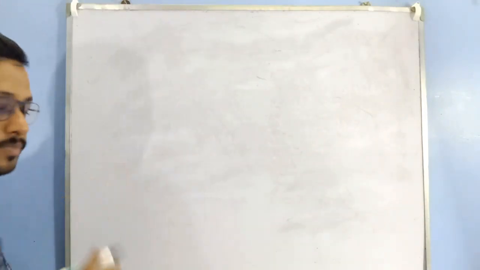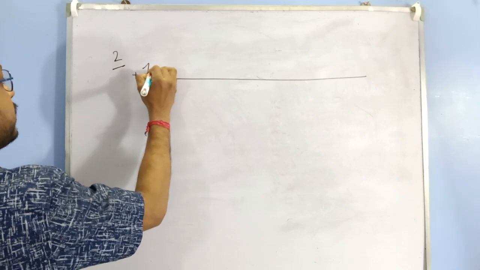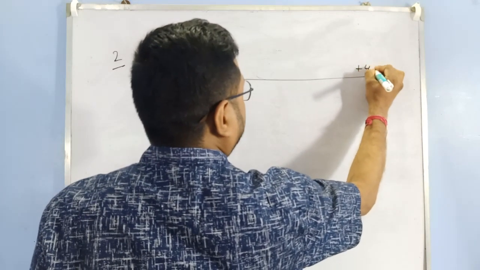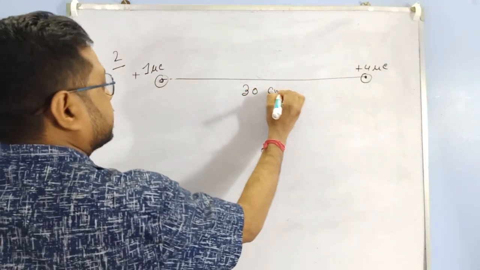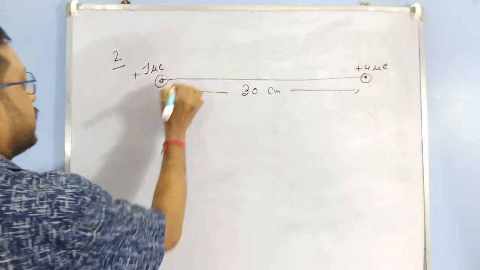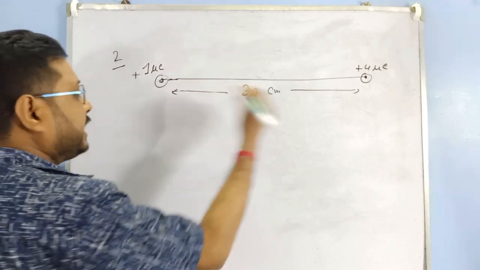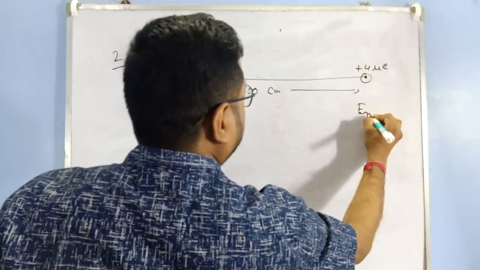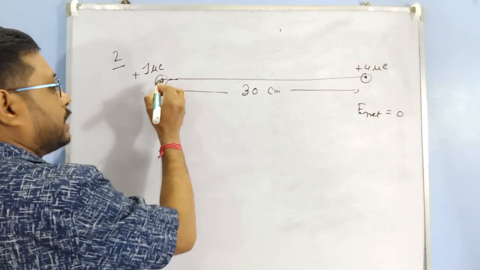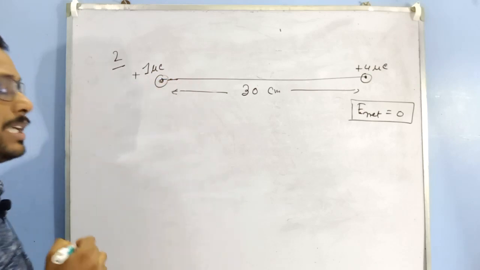Suppose two charges, plus 1 microcoulomb and plus 4 microcoulomb, are separated by 30 cm distance. Now, what will be the net electric field due to these two charges? E net will be 0. At how far distance from the plus 1 microcoulomb charge is the resultant electric field 0?